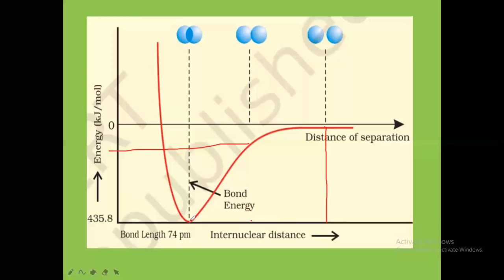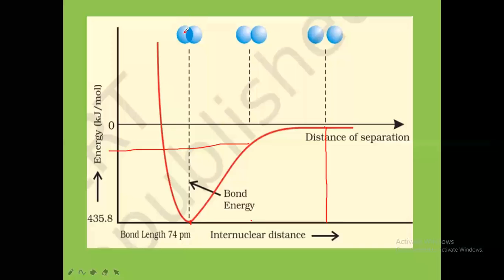So here the energy decreased. This internuclear distance between the two nuclei is called the bond length. The bond length of the hydrogen molecule is 74 picometers, which means 74 into 10 power minus 12 meters. So the bond length between two hydrogen atoms is 74 picometers. Is the concept clear? The same thing is 0.74 angstroms, because 1 angstrom is equal to 100 picometers.